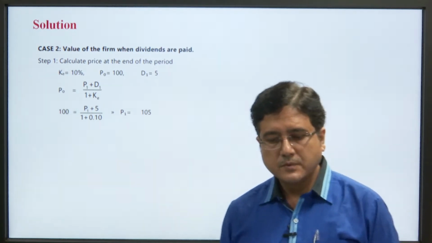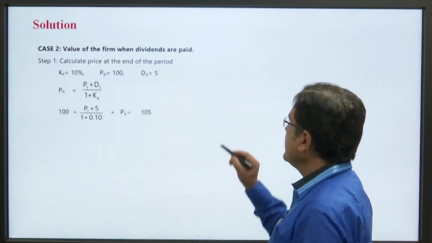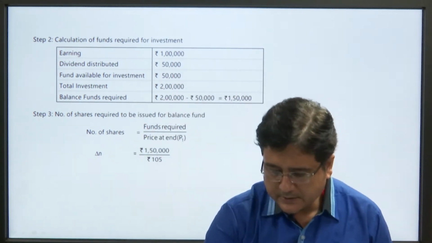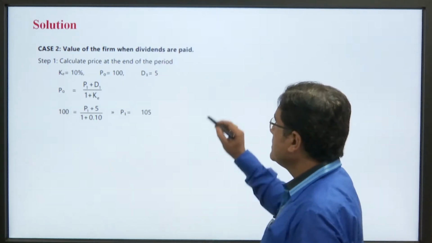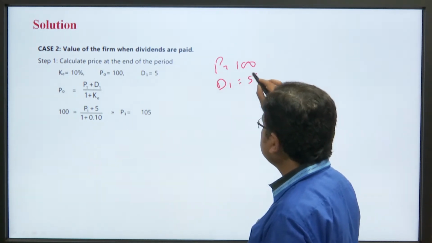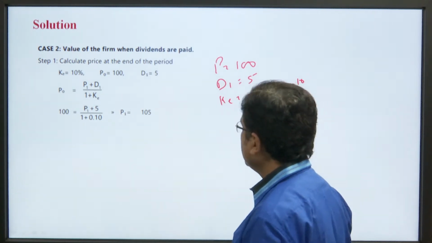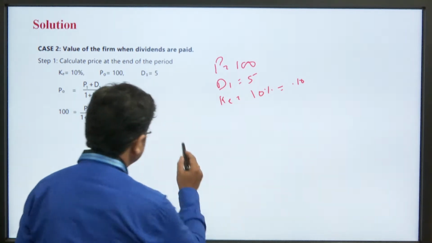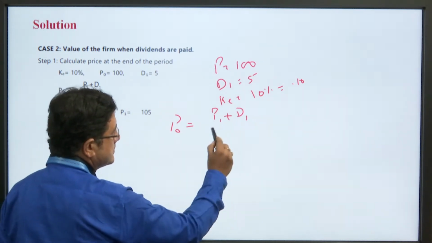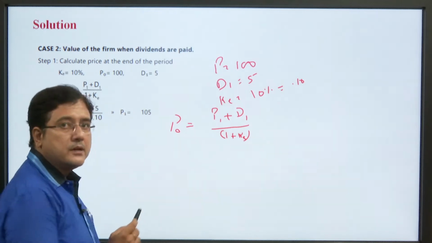Now, from the formula P naught equals P1 plus D1 divided by 1 plus KE. We have paid a dividend of 5 rupees, and KE is 10%, that means 1.10. This is the formula.